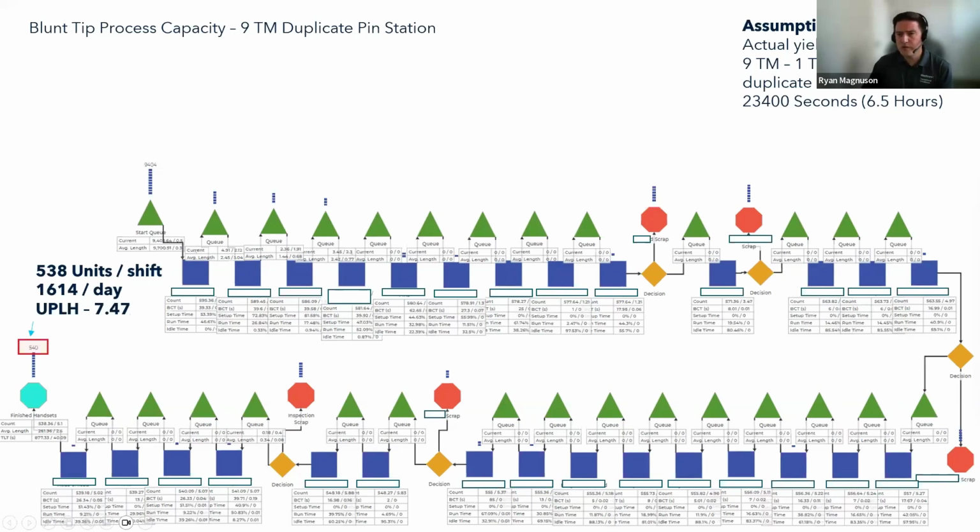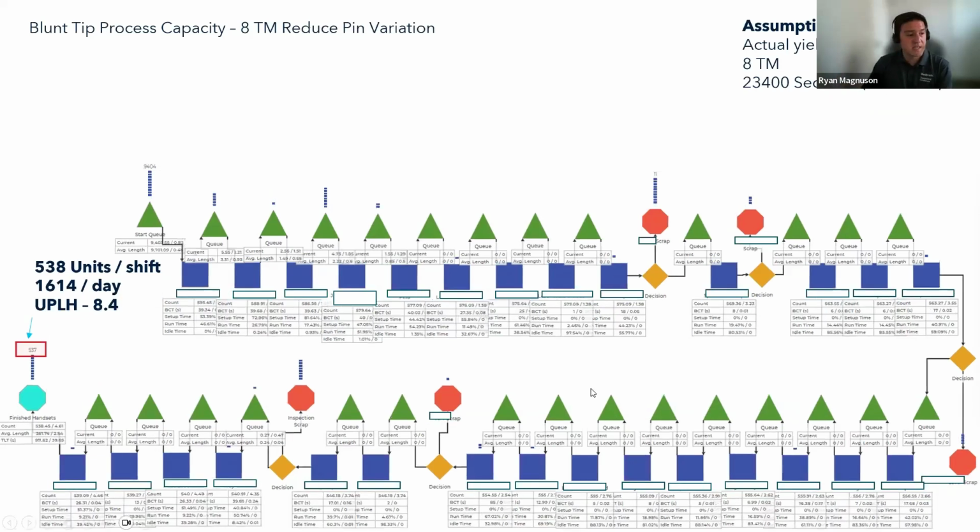But then I showed, what if we did not duplicate that station, but we could eliminate 20% of the variation, the top 20% of that variation? If we did that, actually, this worked out perfectly, the same 538 units, but our UPLH would go up to 8.4. And when we showed it this way, the team said, oh my gosh, yes, this is exactly what we need to do. We need to attack that variation. We need to minimize it and mitigate it. This is the outcome that we want.